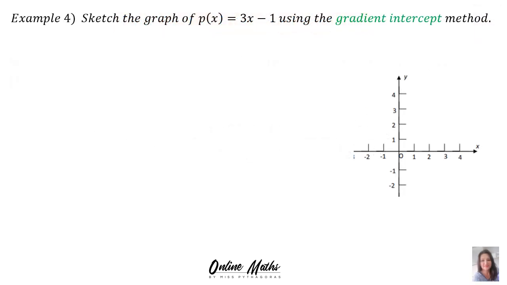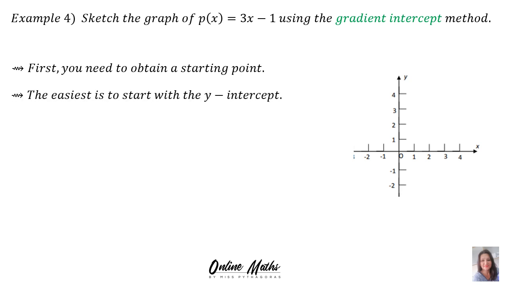Now let's do an example. Example 4. Sketch the graph of p of x is equal to 3x minus 1 using the gradient-intercept method. Now there's a few steps to follow. First, you need to obtain a starting point, and the easiest is to start with the y-intercept. Do you agree this line, p of x, y is equal to mx plus c. When our equation is in standard form, we can clearly see that the y-intercept is the point (0, -1).